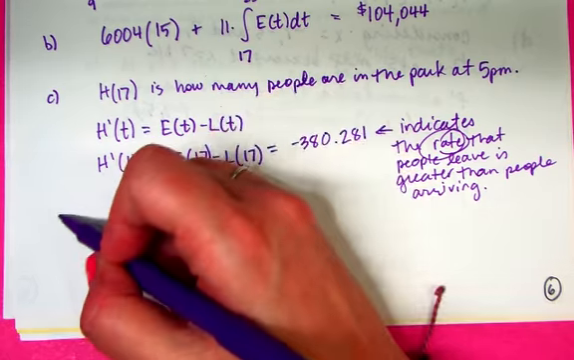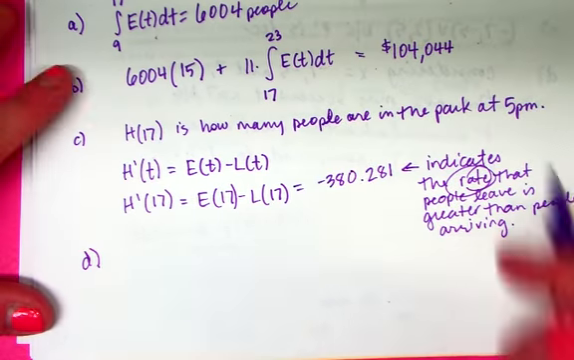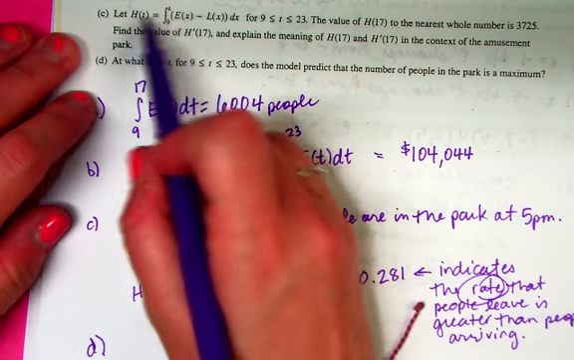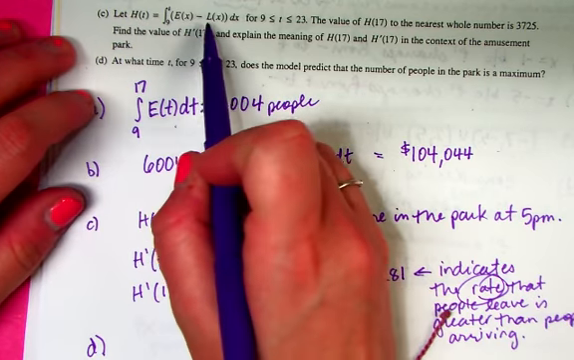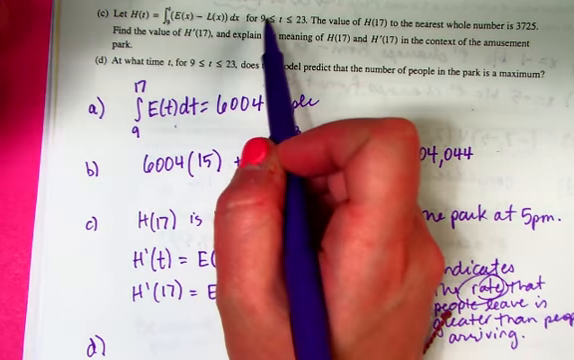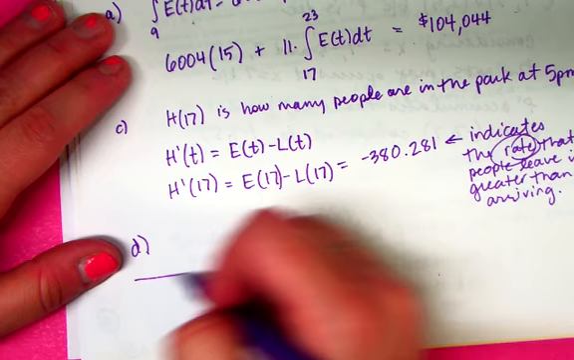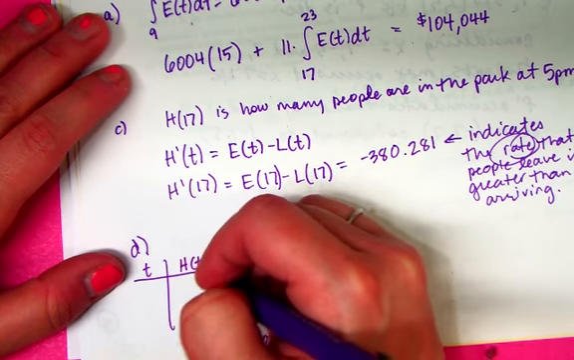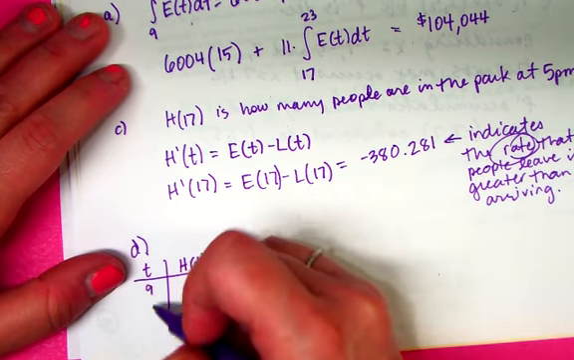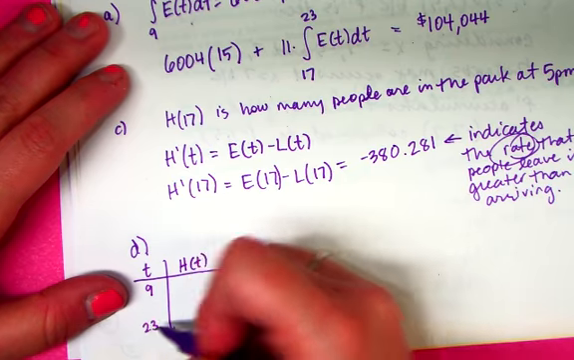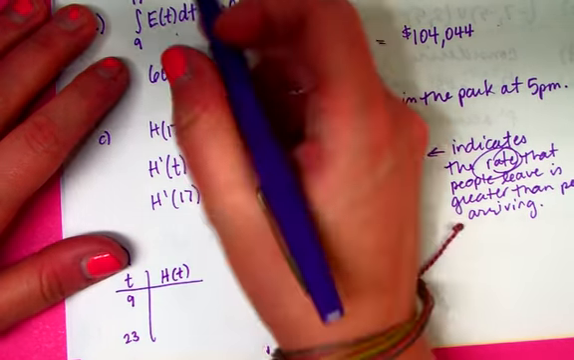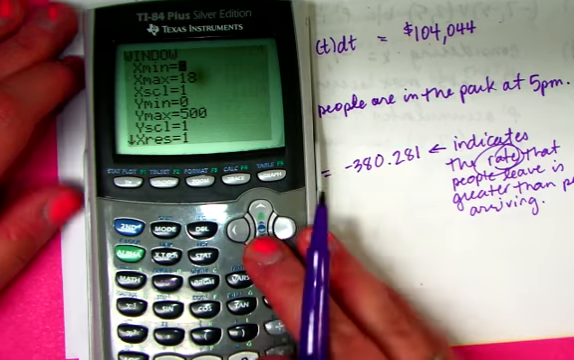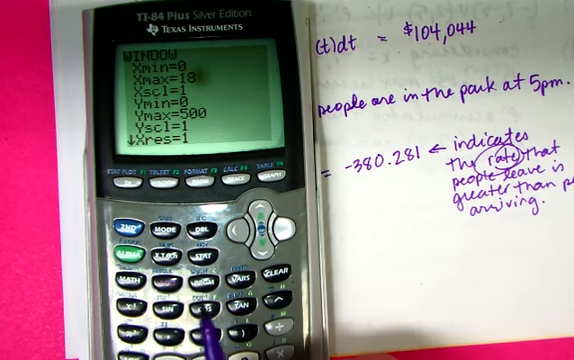Okay, D, last one. At what time does the model predict that the number of people in the park is a maximum? So we're going to take this guy, and we're going to find its intersection. We're going to consider how many are in there at the endpoints. So really we're doing this for certain times. We want to know how many people are there. So we need to know at time 9, at time 23, and then whatever the intersection point of these two functions is, right? So I'm going to change my window to go all the way out to 23.